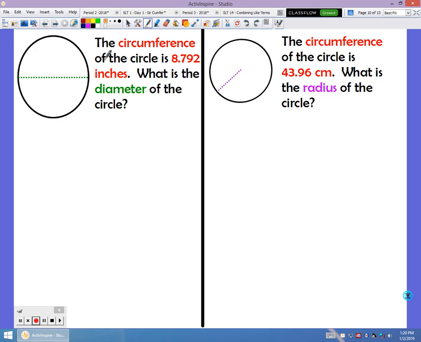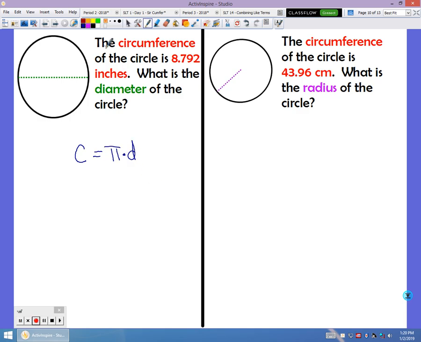It says the circumference of the circle is 8 792 thousandths inches. What is the diameter? So I see circumference and I see diameter. But I noticed that I've been given some different information this time. Since we're talking about circumference, I'm going to still use the circumference formula. And it has the word diameter in it, so I'm going to use the formula that includes the diameter, which is circumference equals pi times diameter.